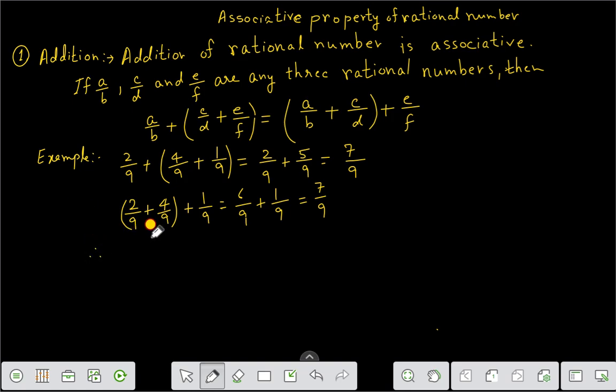Therefore, we can write that 2 by 9 plus, in bracket, 4 by 9 plus 1 by 9 is equal to 2 by 9 plus 4 by 9 plus 1 by 9. Therefore, you can say that associative property is true for addition of rational numbers.